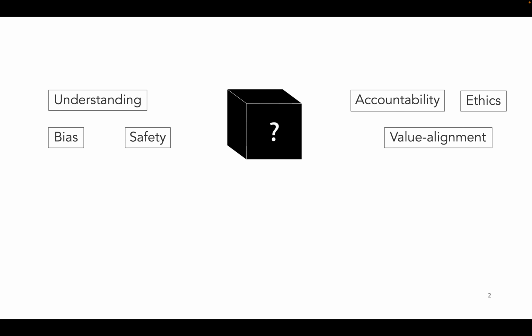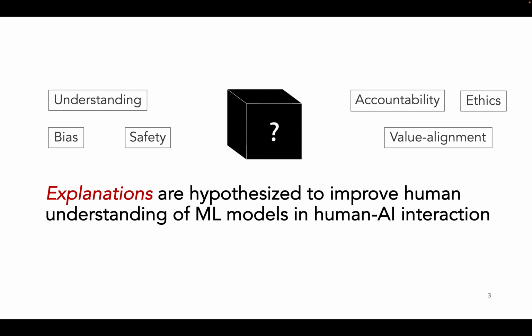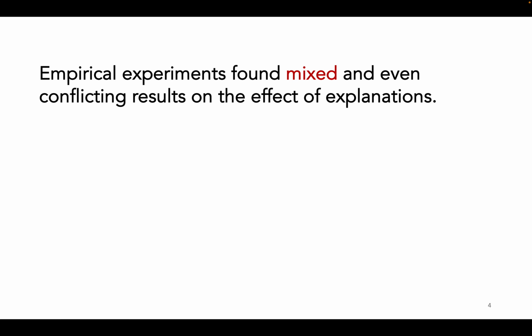We are all aware that machine learning models have achieved impressive performance, but in the meantime, their black box nature can be problematic. That's where machine explanations come in. Explanations are hypothesized to improve human understanding of machine learning models. However, previous empirical studies have found mixed and even conflicting results.